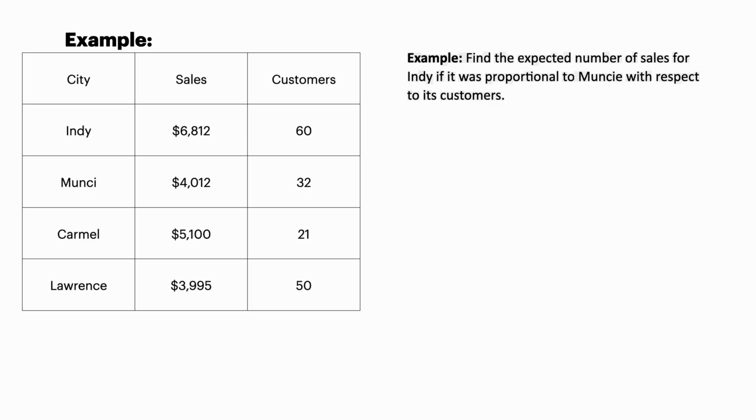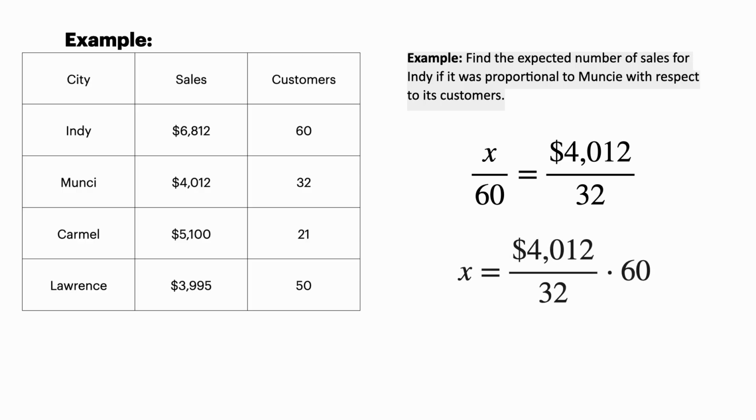That's like saying, what if we didn't know the sales figures for Indy? What would it be if it was proportional to Muncie? So we need to set up a proportion with the customers and then all of the knowledge we have with Muncie. So on the right hand side, you see the values for Muncie, the sales figure over the customers. On the left hand side, you see an unknown number, x over 60. Okay, that's 60 that we have for the customers. So let's solve for x.